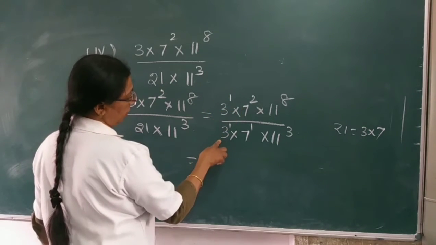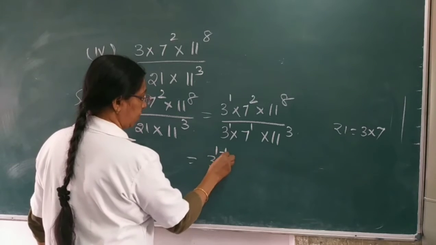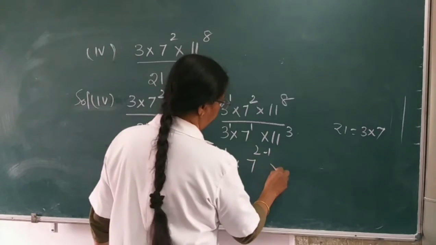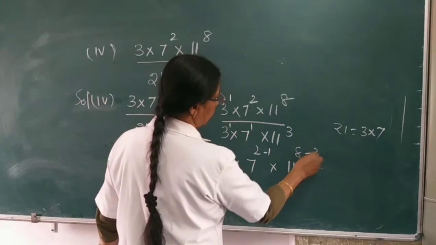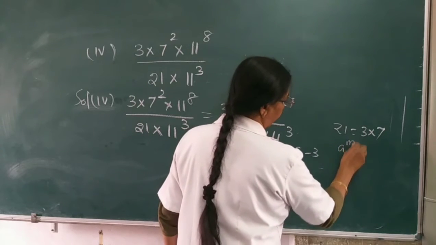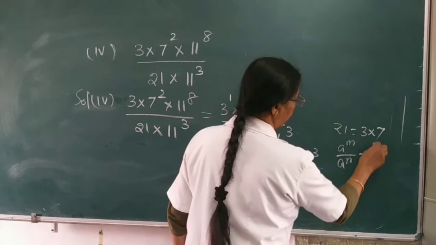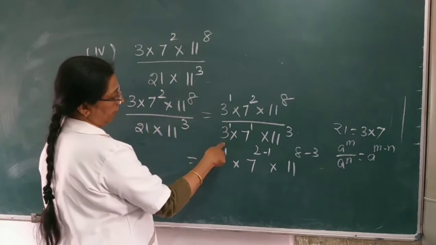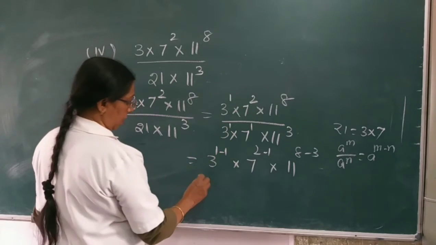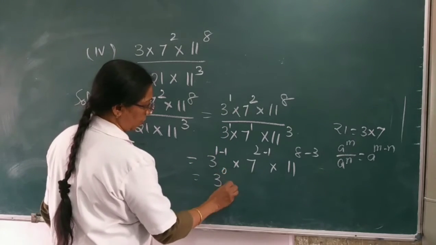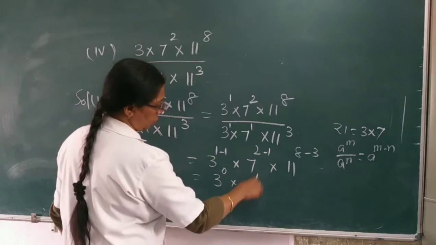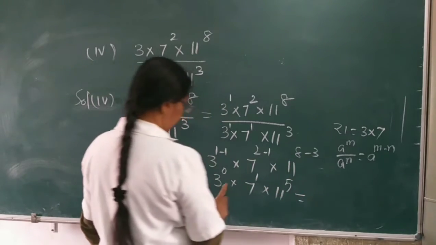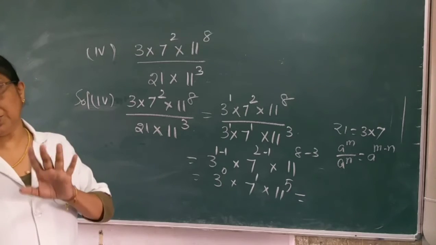3 raised to 1 divided by 3 raised to 1, that is 3 raised to 1 minus 1, into 7 raised to 2 minus 1, into 11 raised to 8 minus 3. We apply a raised to m divided by a raised to n is equal to a raised to m minus n. What is 3 raised to 1 minus 1? 3 raised to 0, into 7 raised to 2 minus 1 is 1, into 11 raised to 8 minus 3 is 5. Any number raised to 0 is 1, that we know.